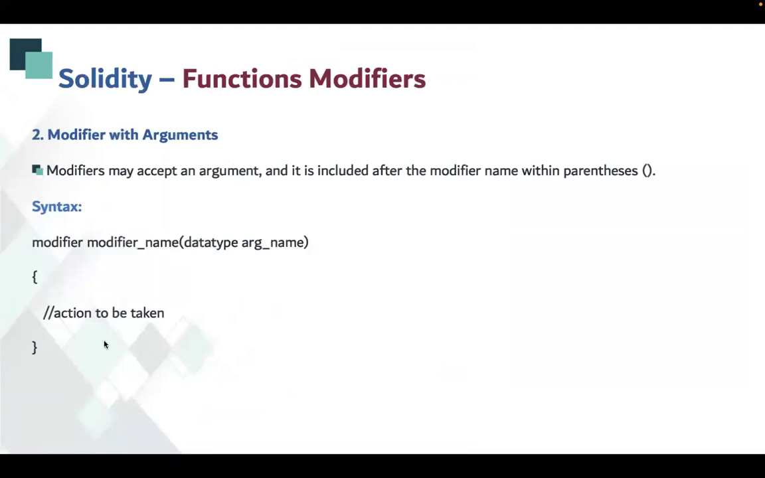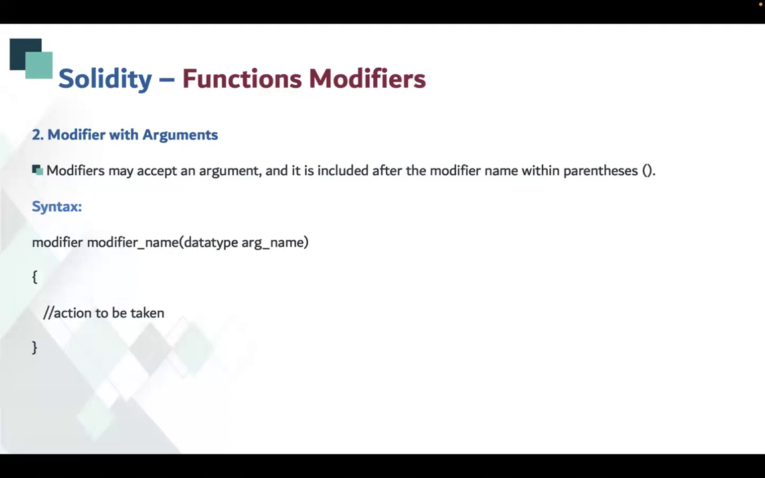What about the modifier with arguments? A function modifier with arguments can take parameters that influence its behavior. This makes the modifier reusable and adaptable to various scenarios within your contract. First, let's look at the syntax for creating a modifier that accepts arguments. Here, we have the modifier keyword, then the modifier name, which is the name of your modifier, and the argument here as a parameter, which can be used to conditionally execute code within the modifier.